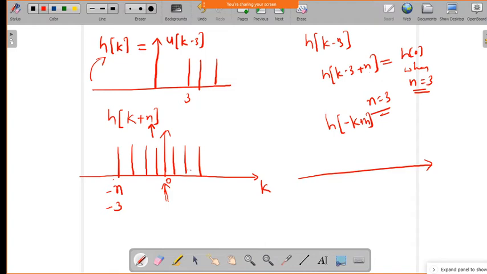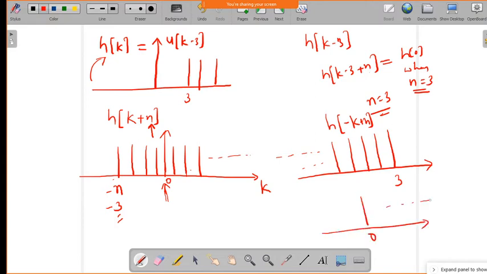Now if you reflect this one, this is in the positive direction. If you reflect it, it will be in the negative direction, but where will you go? You will go till the value of 3. So you will get the 3 value here, and you will go till the value of 3. So this is your minus k plus n. Now when will you get the signal and when will you not get the signal? x of k, we know already, is from 0 to infinite value. So this is your x of k.